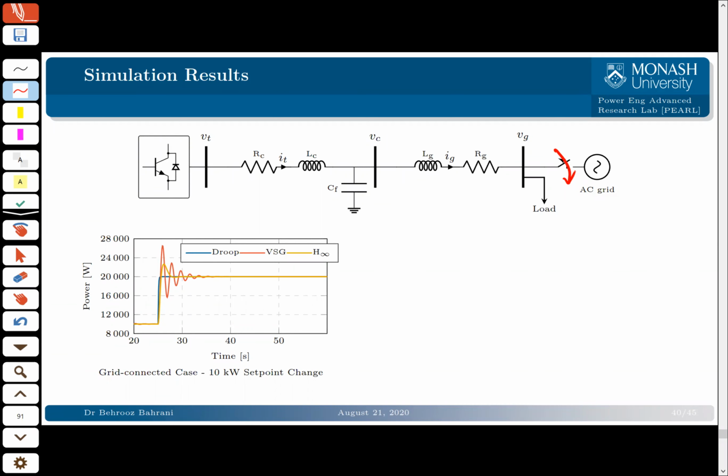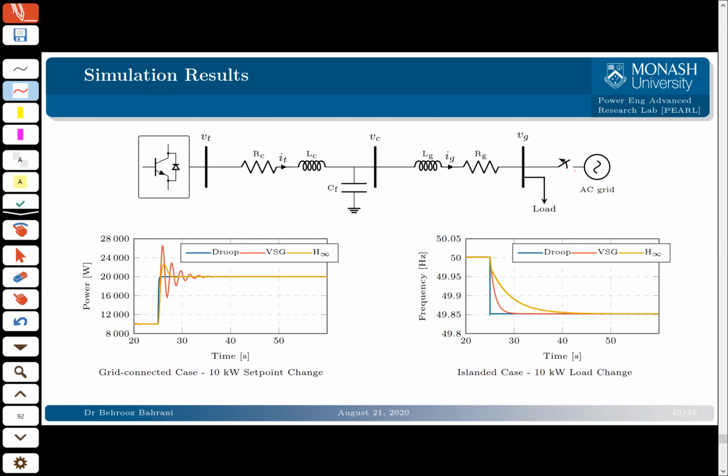So the blue one is your droop controller, and upon the change in your set point, it can track the set point very well. That is the good point about droop control. It doesn't have any excessive oscillation, and it has very nice behavior in grid connected mode. However, your VSG has a lot of oscillations before it settles down to the set point. The controller we designed is something in between: it is pretty fast, pretty good, but it doesn't have excessive transients.